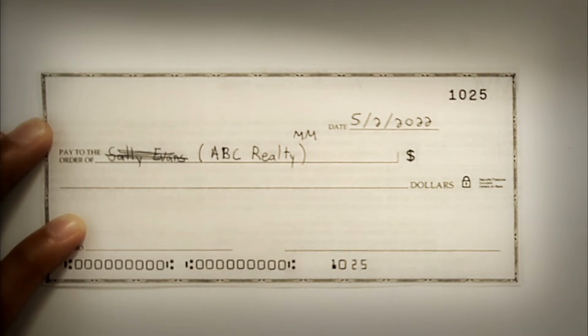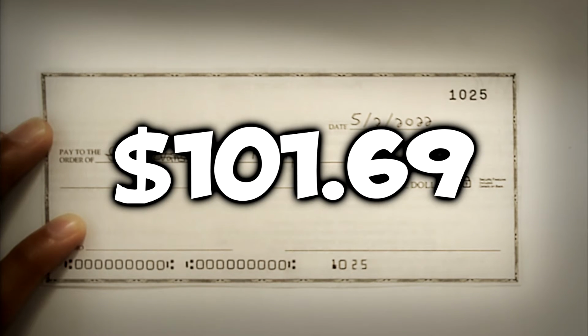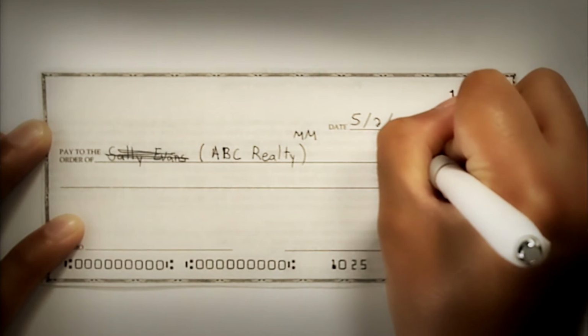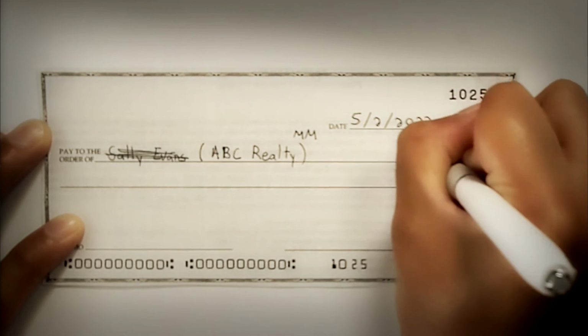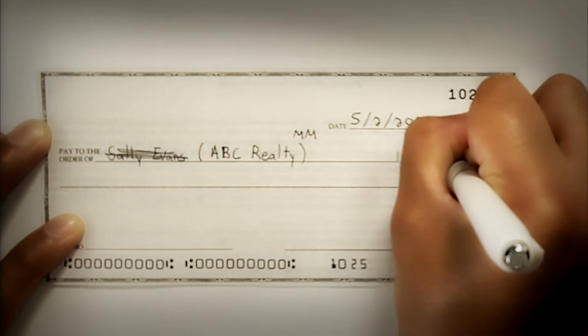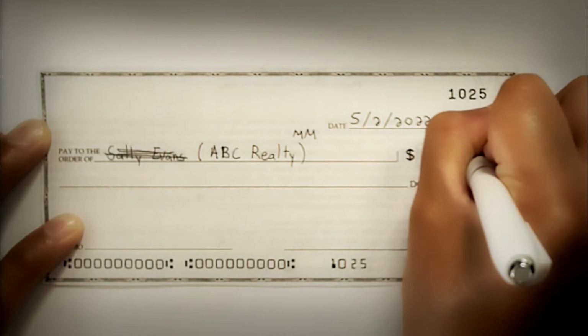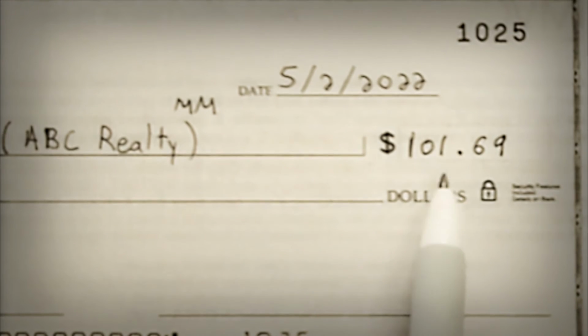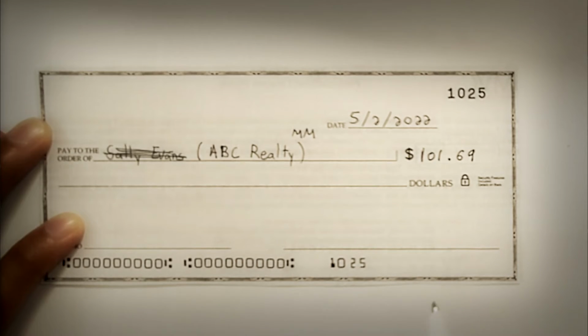So let's say we're going to write out a check for $101.69. So be sure to write completely in the box and make it clear if you're using a period or comma. So we're going to write here $101.69. So you can clearly see that this is a period, it's not a comma. Try to write completely in the box and make it clear if you're using a period or a comma.